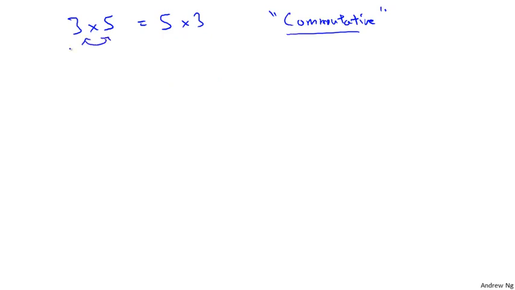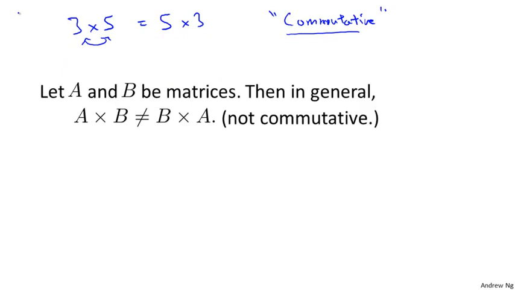When working with just real numbers, or when working with scalars, multiplication is commutative. What I mean by that is if you take 3 times 5, that is equal to 5 times 3. The ordering of this multiplication doesn't matter. This is called the commutative property of multiplication of real numbers. It turns out this property, that you can reverse the order in which you multiply things, is not true for matrix multiplication. Concretely, if A and B are matrices, then in general, A times B is not equal to B times A. So just be careful of that.